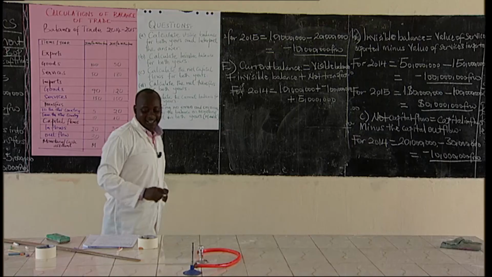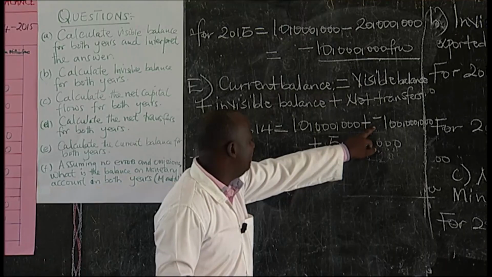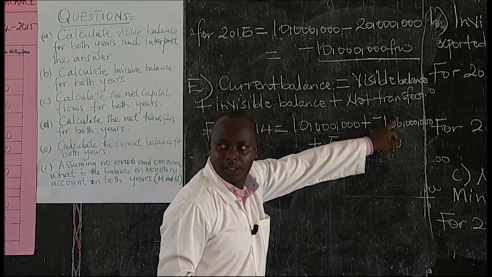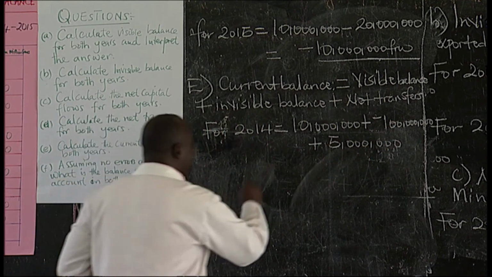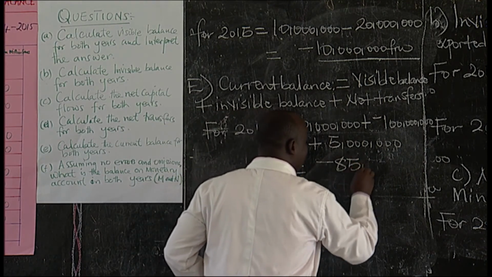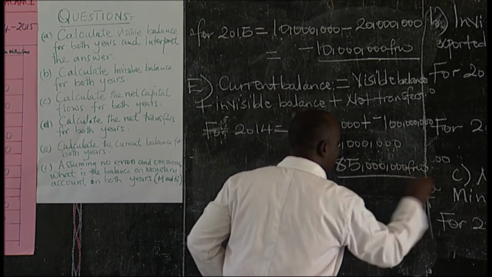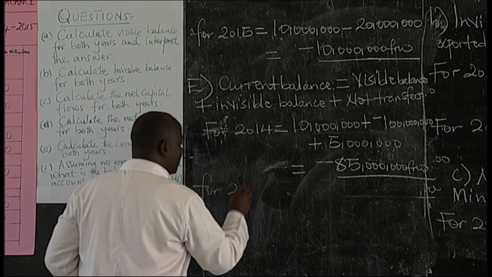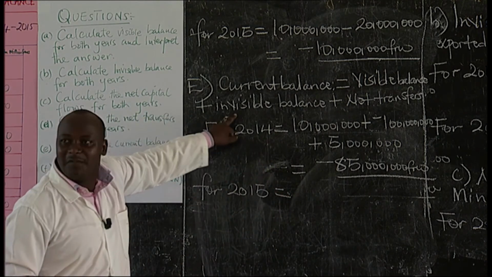Now, the net transfers, learners, this is 10 million, this is a positive, and this will be a minus. Now, this will be negative 90 million. Negative 90 million plus 5 million, we shall get negative 85 million francs.